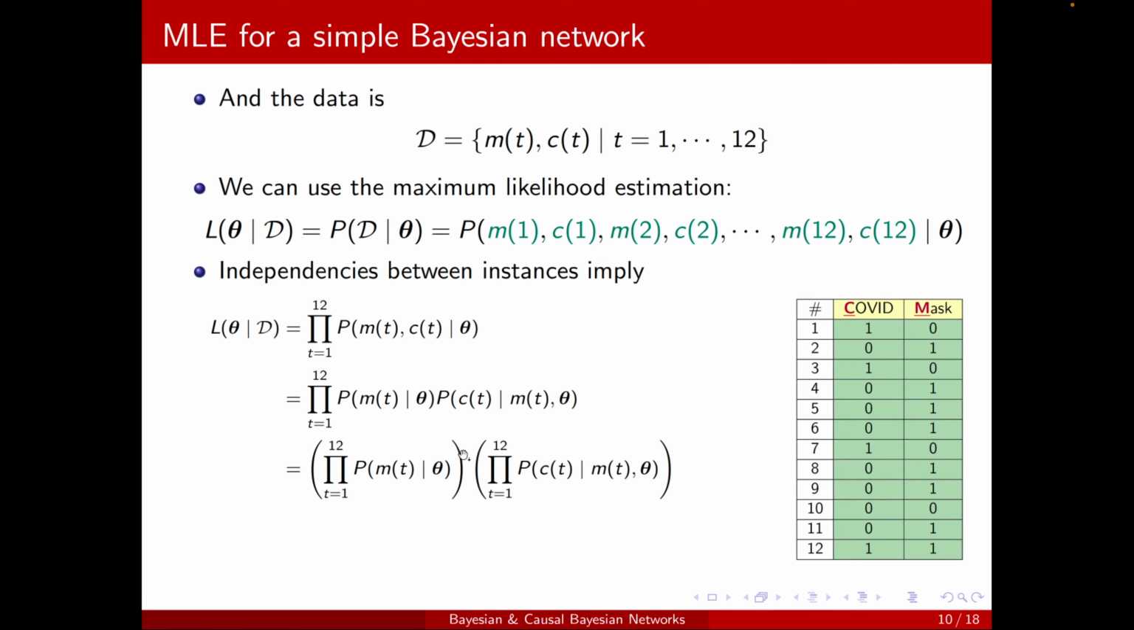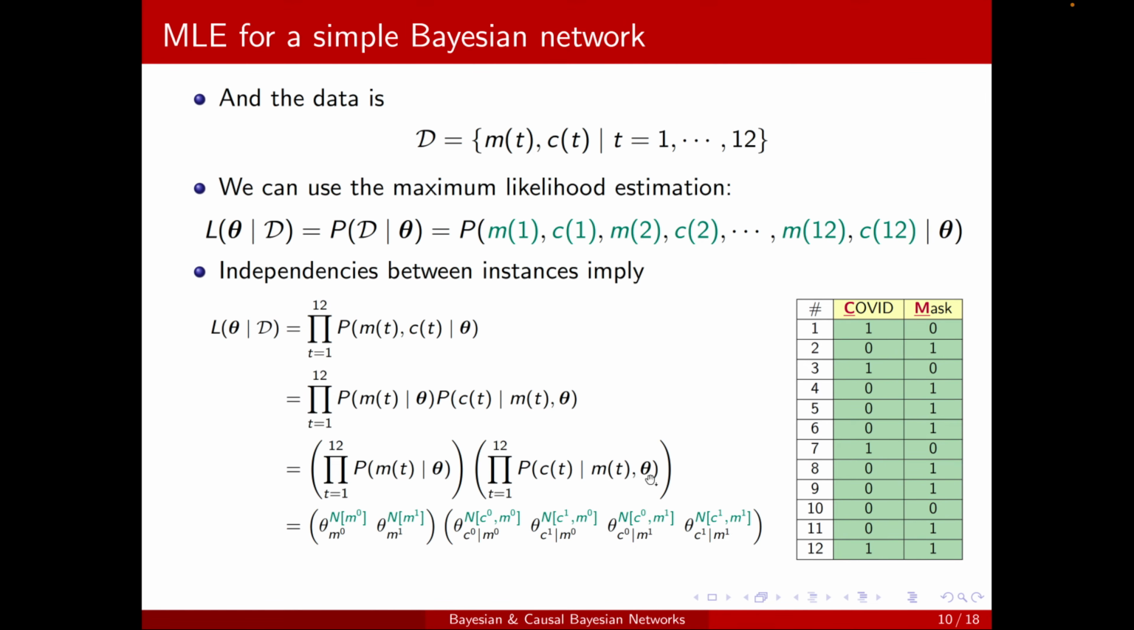So how can I calculate these ones? Well, this is 12 instances for P of M conditioned on theta. How can I calculate that? This is the same as the coin tossing problem. I just need to count how many times M was 0 here, how many times it was 1. So theta M0 to the power of the number of times it was 0, and theta M1 to the power of the number of times it was 1.